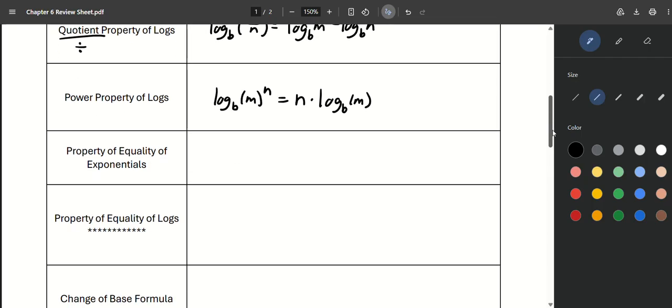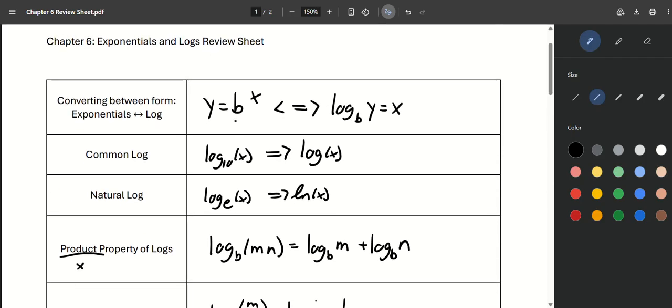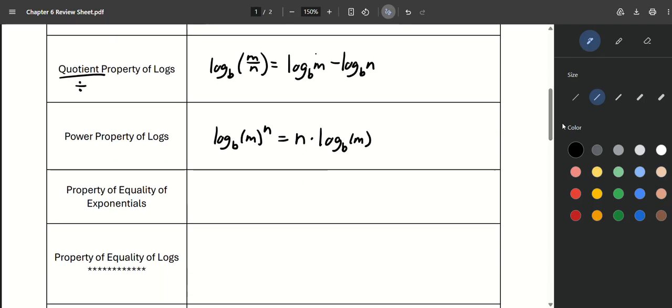Okay, moving on to properties of equality of exponentials and of logs. So this would have been 6.6. Who remembers the power property of equality of exponentials? How do I write the property of equality of exponentials? So what is an exponential? Let's start with that. When you make it from the number into a log, that would be the first one. So that'd be like transferring it from an exponential to a log. Let's just start with an exponential. So this is what an exponential looks like, b to the x, right? Okay, let's start with b to the x.